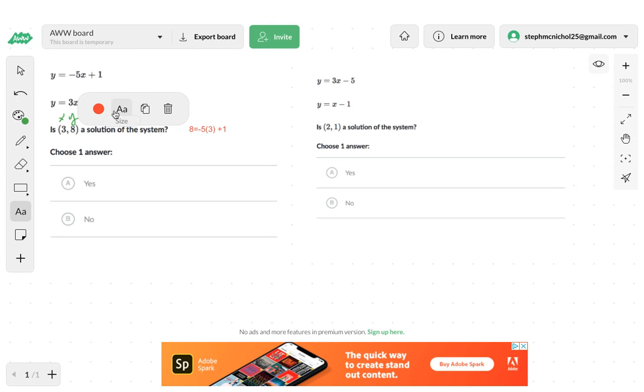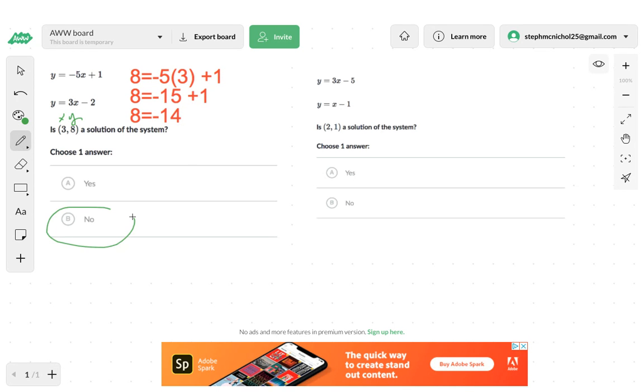So all I did here was plug in my x and y value. I'll put it right next to it so you can see. And then we just have to solve. So let's see what we got here. 8 equals negative 5 times 3 gives you a negative 15 plus 1, right? Does 8 equal negative 15 plus 1, which is negative 14? Do these equal each other? They are not going to equal each other. So your final answer here is going to be no, right?